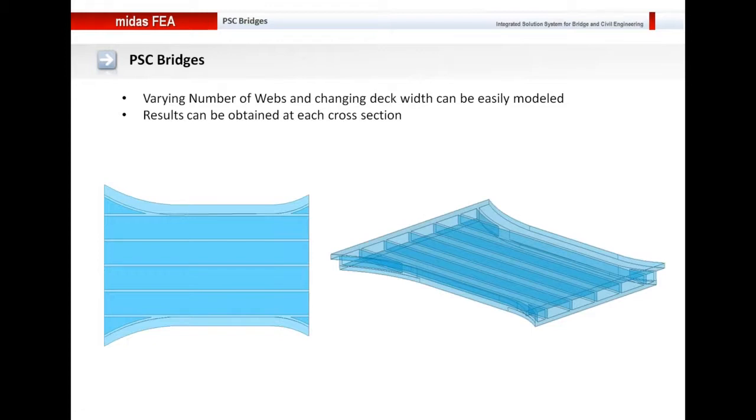Now let us talk about the pre-stressed concrete bridges which have a varying number of webs or the web depth changes. So here you can see in this particular bridge example that I've taken here, the web bifurcates at two different positions along the length of the bridge, and it bifurcates at the exterior webs. So let us see how you can model this type of bridge easily in Midas FEA. So let me take you to Midas FEA one more time, and quickly let me show you how you can model this kind of bridge in Midas FEA.